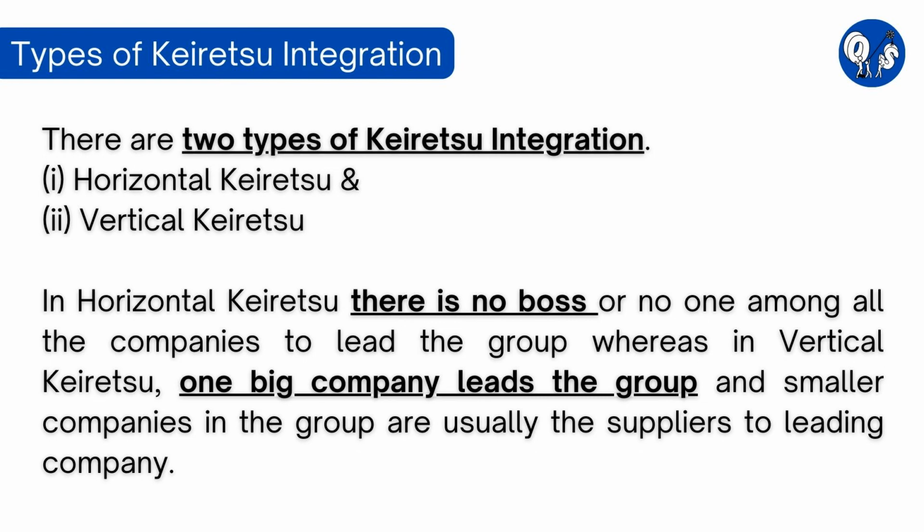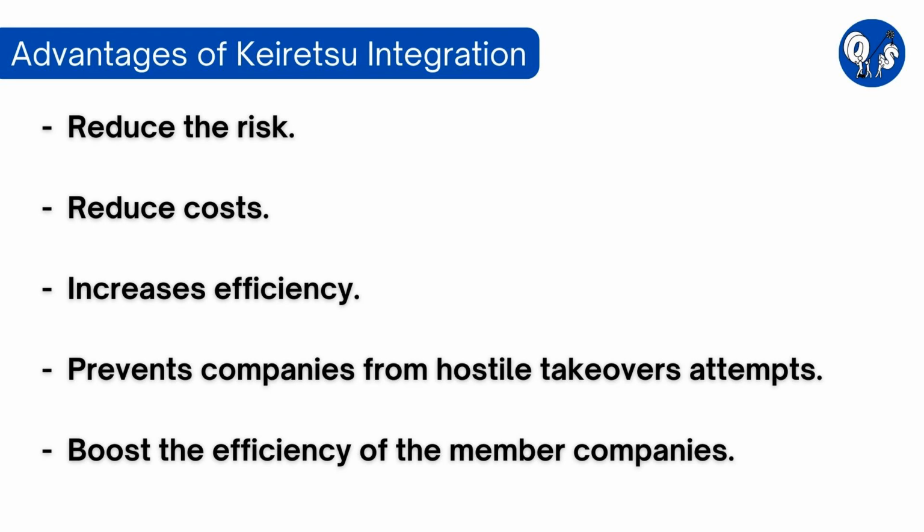In horizontal Keiretsu, there is no boss, no one among all the companies leads the group, whereas in vertical Keiretsu, one big company leads the group and smaller companies in the group are usually the suppliers to the leading company. Let's discuss advantages of Keiretsu. In Keiretsu, the member companies share best business practices and this helps to reduce the risk.